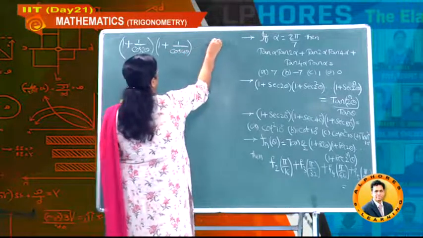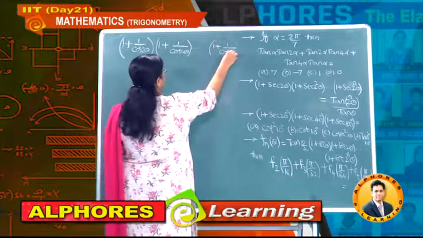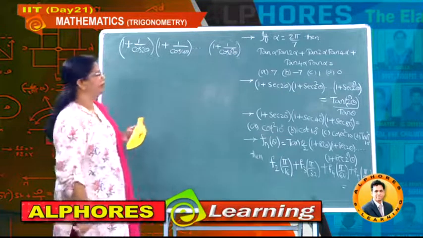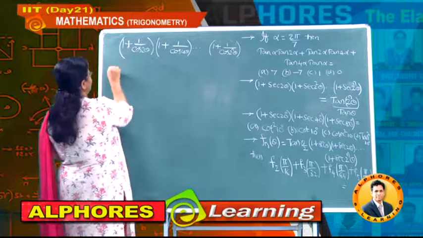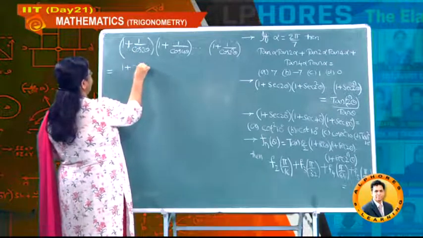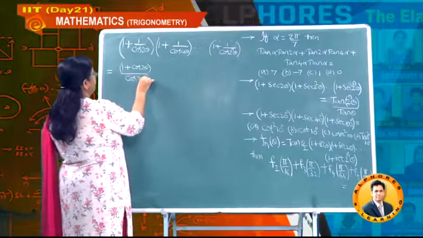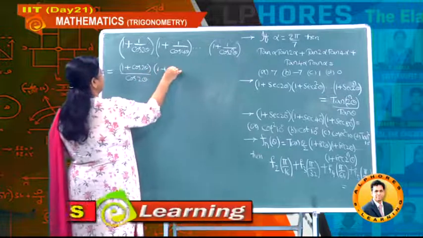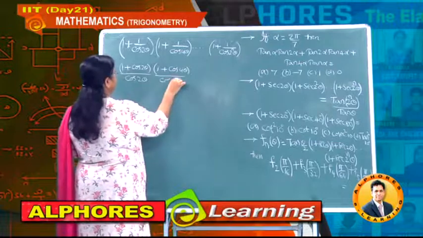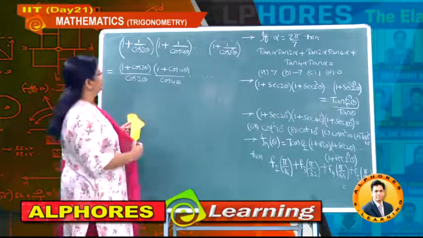You are having 1 plus 1 divided by cos 2 to the power of n theta. Okay students, in this way we can write. Now if you take LCM, what is the value here? Finally you will get 1 plus cos 2 theta over cos 2 theta, and now here 1 plus cos 4 theta over cos 4 theta. Like this, extend. Now what is the value here?